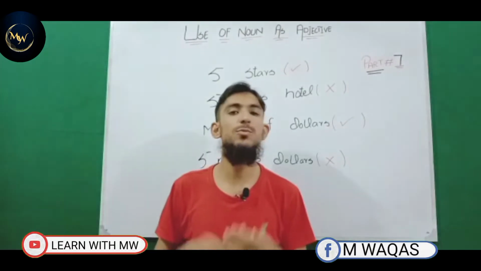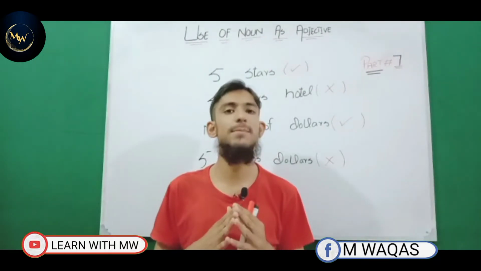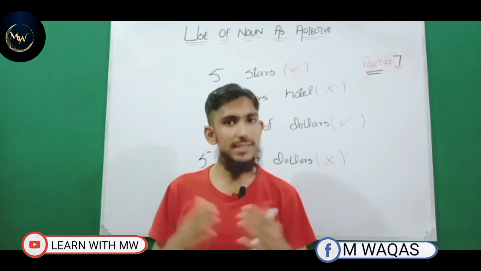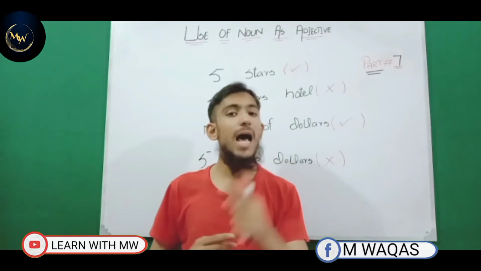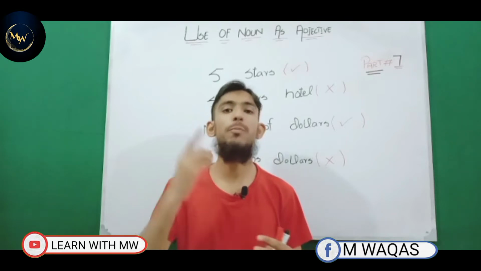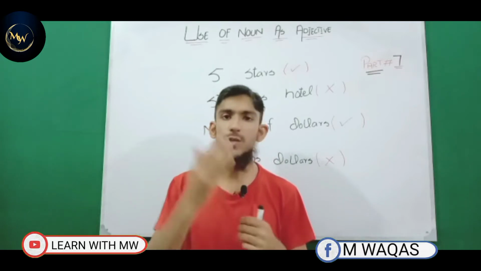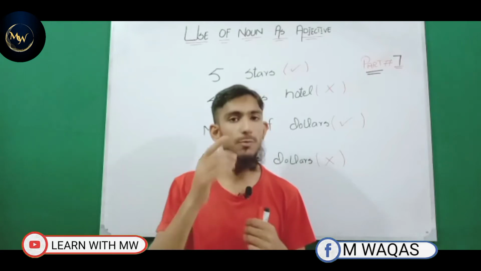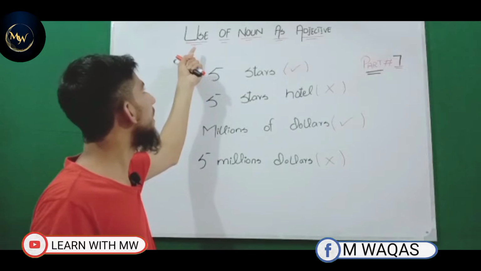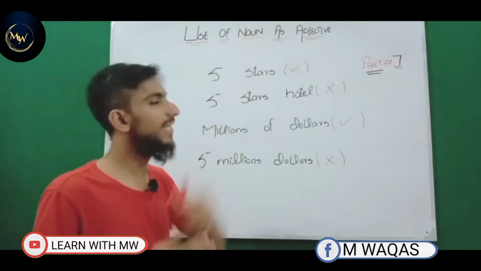Viewers, in part 6, we discussed a very important concept, and the concept was use of noun as adjective. We discussed that a noun can also behave as an adjective in English grammar, and we also proved that concept in part 6. So if you missed that video, go to the channel and watch that video. Now, part 7, as I mentioned, we will be elaborating the concept of use of noun as adjective.